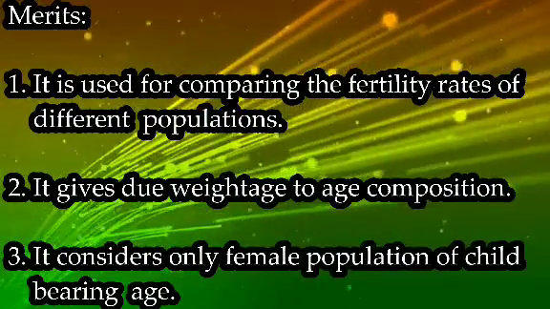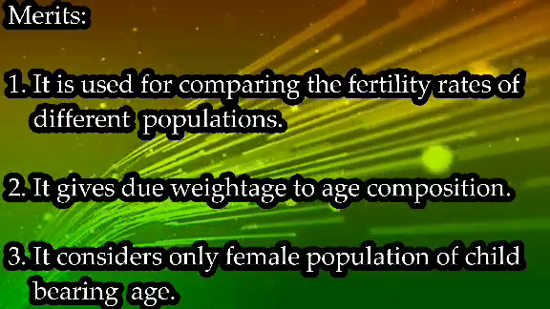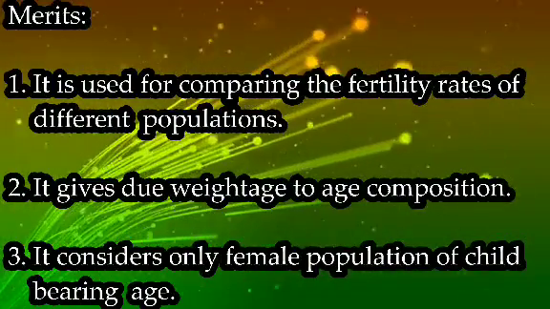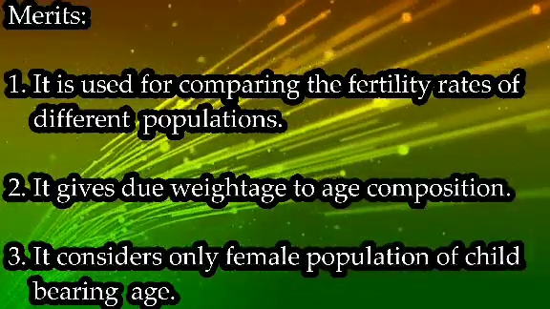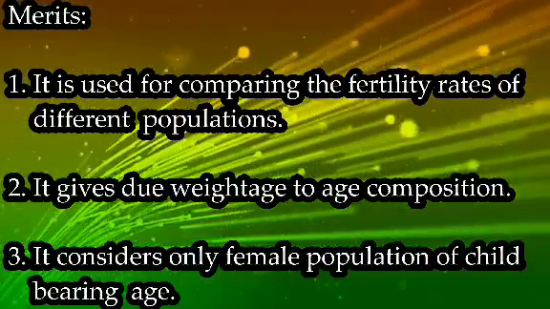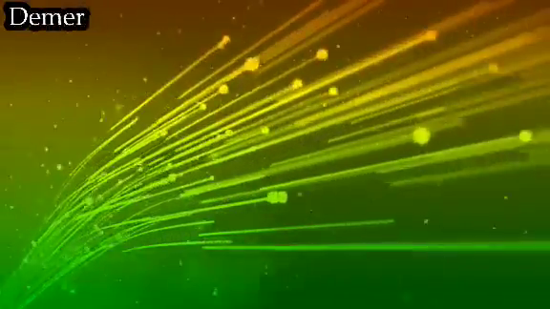It considers only the female population of childbearing age. Again, as we all know, except for CBR, for the rest of the fertility measures only the female population will be considered. So even for TFR we consider only the female population. So this is based on the female population of the childbearing age group. Demerits.